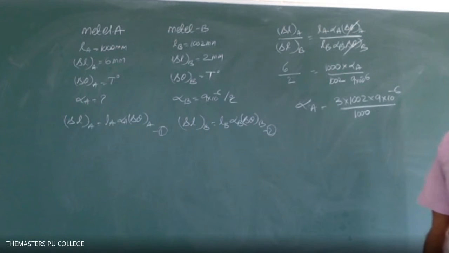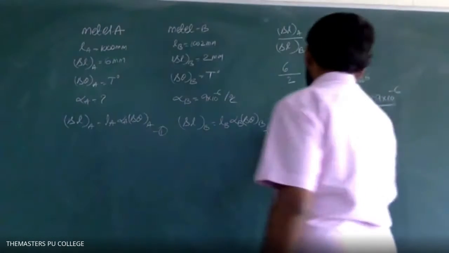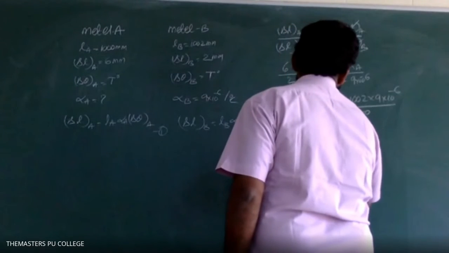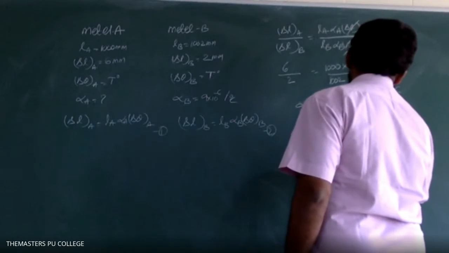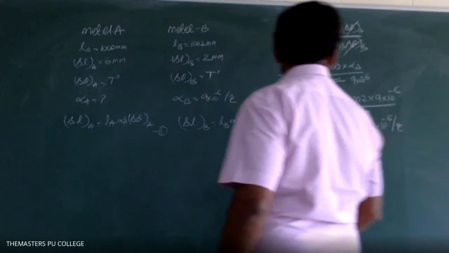Done. Sir, 27, the option is there. Yeah, 27.054. Yes, sir, 27.054, that is 27.054 into 10 power minus 6 per degree centigrade.